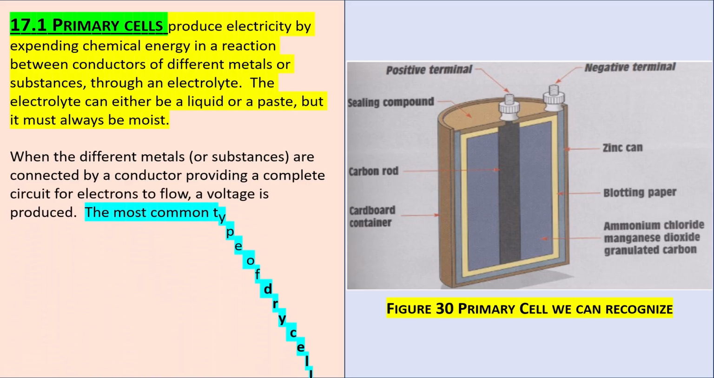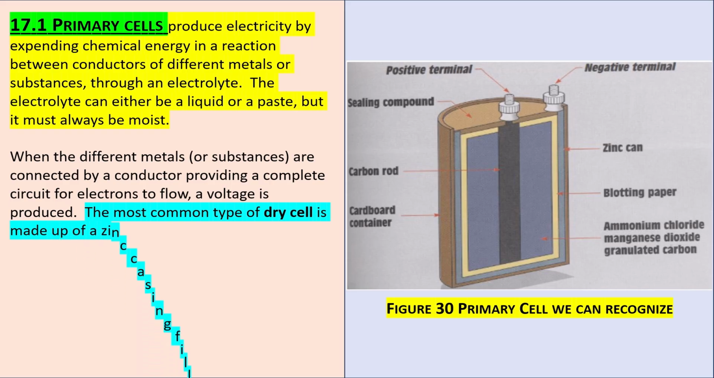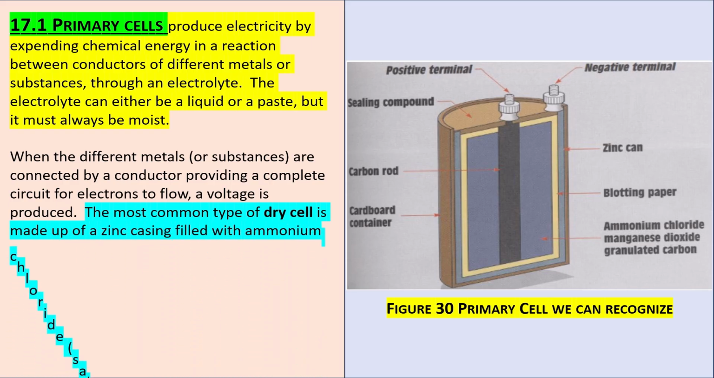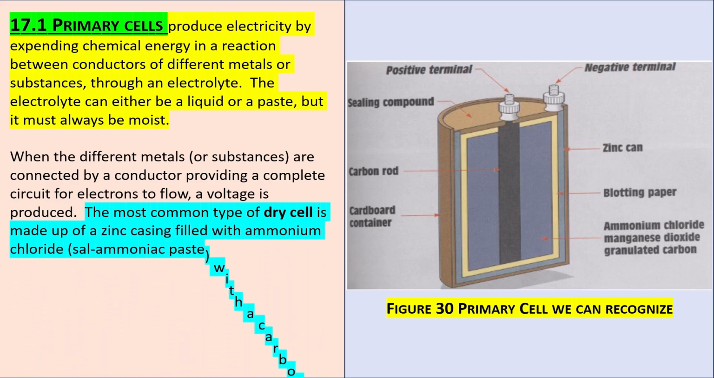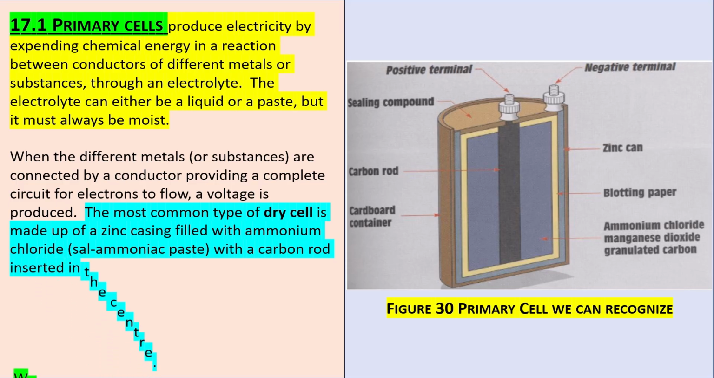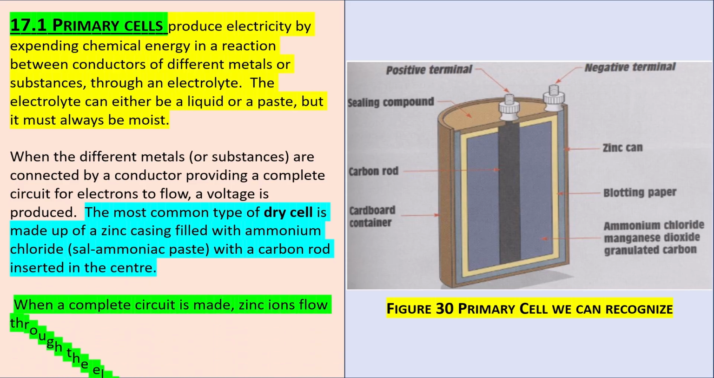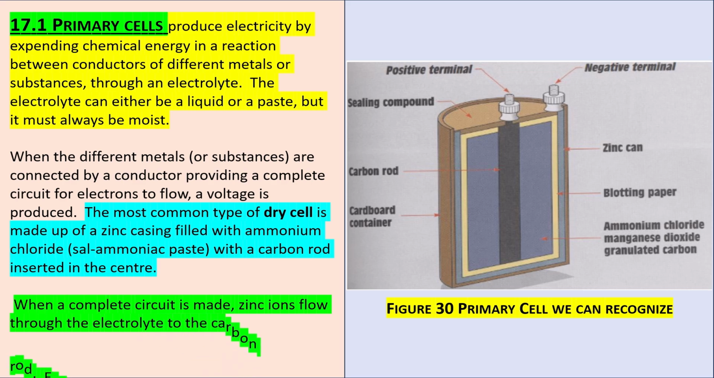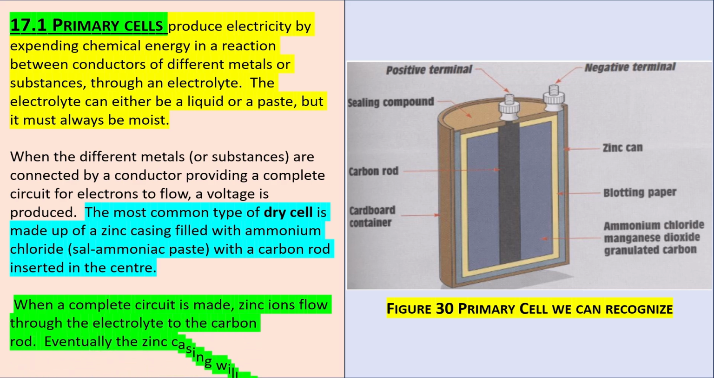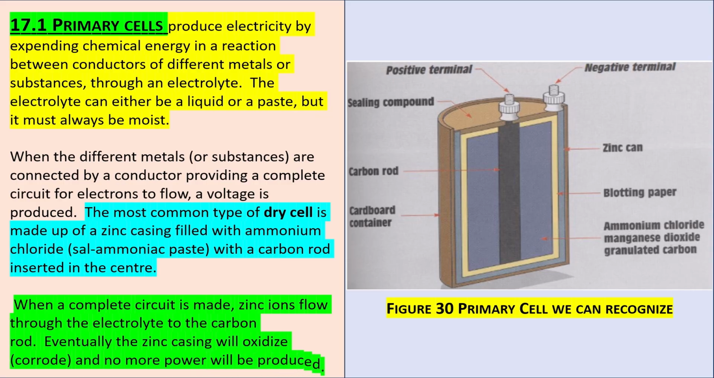The most common type of dry cell is made up of a zinc casing filled with ammonium chloride, cell ammoniac paste, with a carbon rod inserted in the center. When a complete circuit is made, zinc ions flow through the electrolyte to the carbon rod. Eventually, the zinc casing will oxidize or corrode, and no more power will be produced. And there you can see the diagram for the cell.